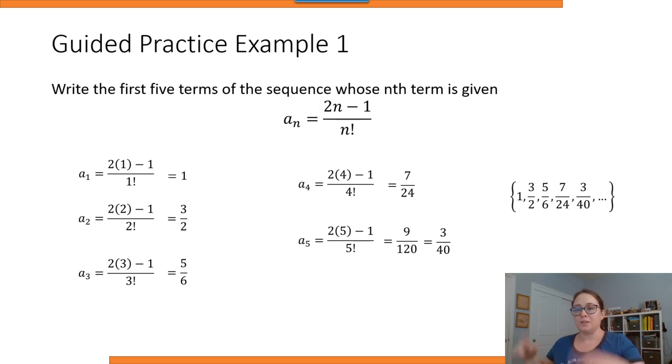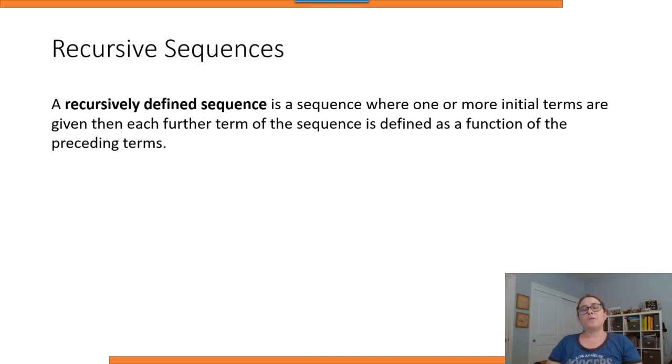And if I were to list these out using the curly brackets, my sequence looks like 1, 3 halves, 5 6ths, 7 24ths, 3 40ths, and so on. Now, there's one special type of sequence that we want to talk about before we move on to the next section, and that is recursive sequences.